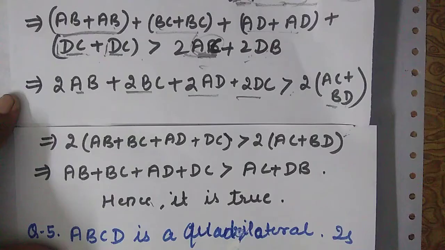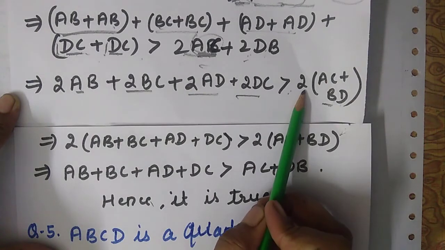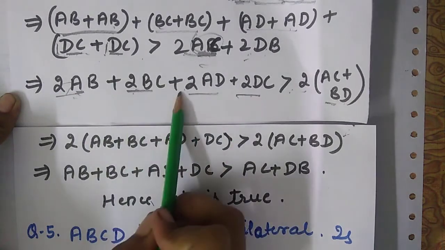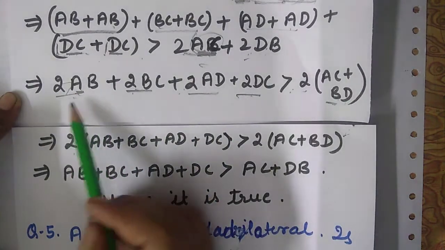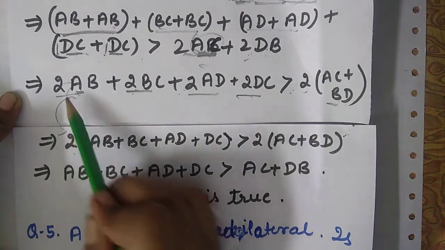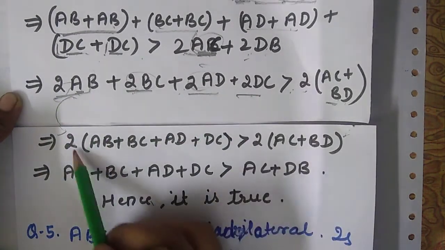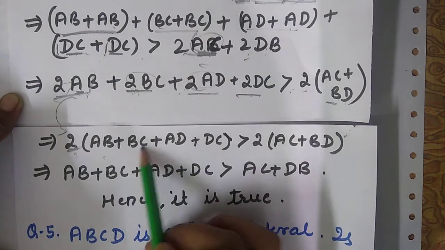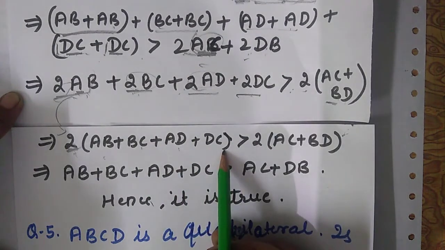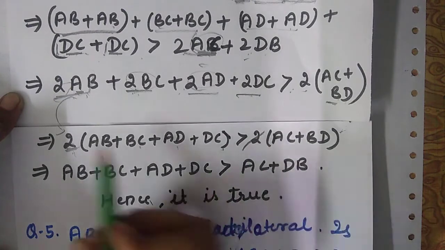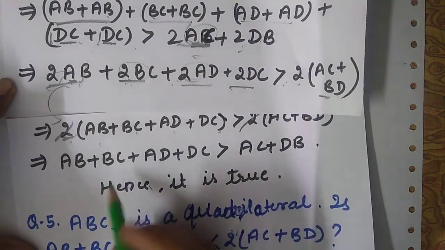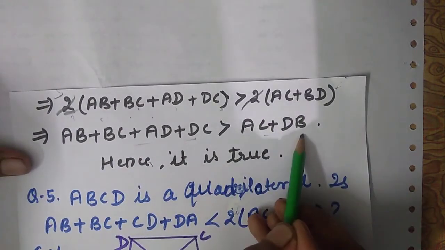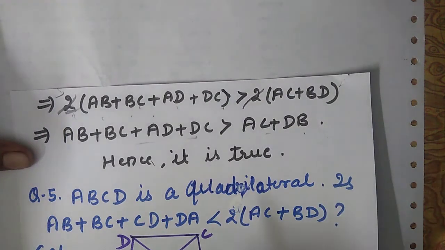Now next step. So okay, I have taken 2 outside the bracket. Now again in these 4 terms 2 is coming, so again I will take 2 as common. Again here I am applying distributive law. If 2 is with every term, I can take it outside the bracket. Okay, so 2 I have taken outside the bracket, and the remaining terms AB plus BC plus AD plus DC I have just written inside the bracket. Okay, now 2 is cancelled with this 2. Now what is left? AB plus BC plus AD plus DC is greater than AC plus DB. This is what you have to prove. So hence it is true.